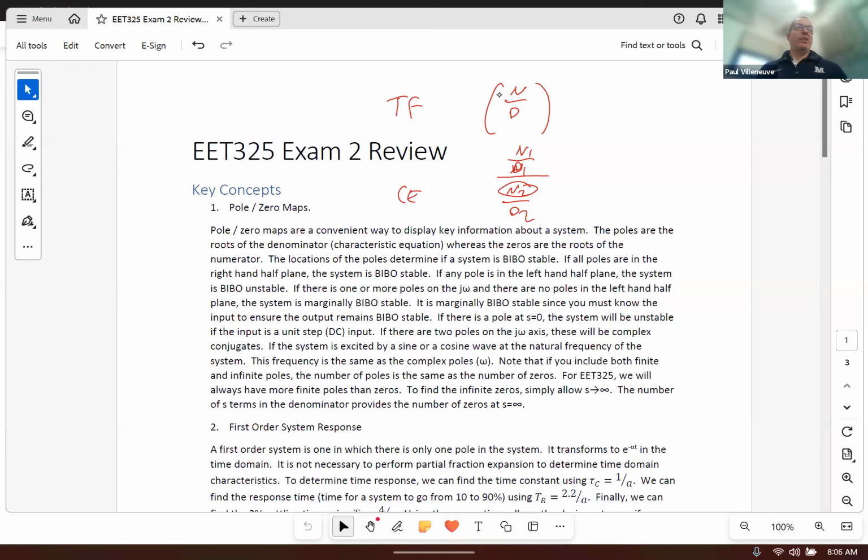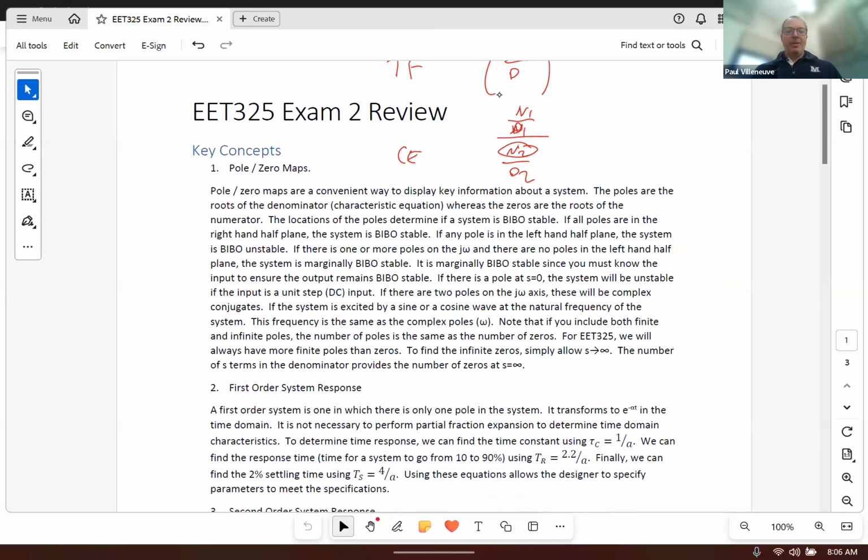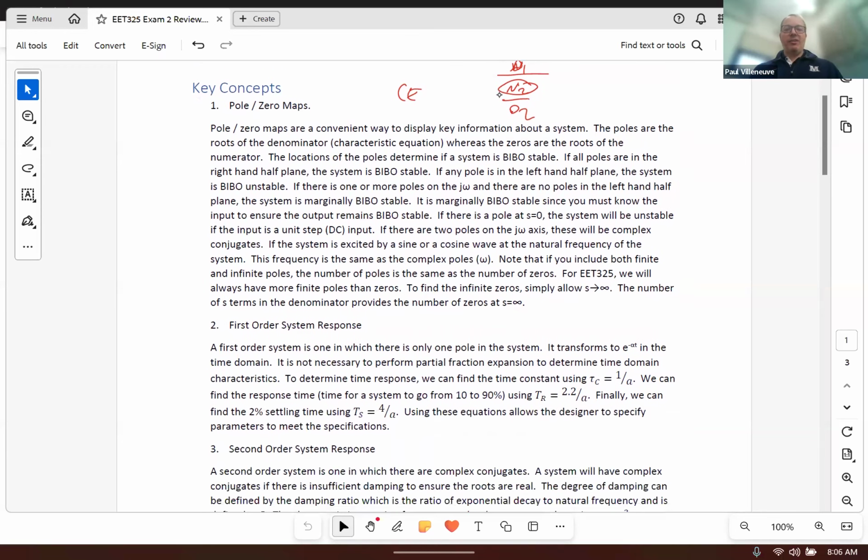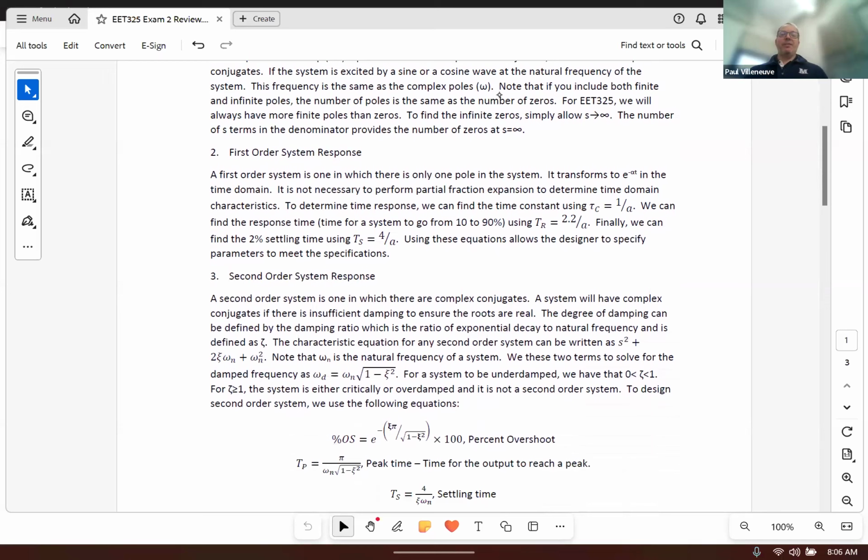So, yeah, we can go ahead and look at that. That's pretty much it for pole-zero maps. Any questions about pole-zero maps? Again, focusing on stability, if all poles are in the left-hand half plane, it's a stable system. Any on the j omega axis, it's a marginally stable system. Any pole in the right-hand half plane means it's an unstable system. It doesn't matter if you have 500 in the left and 1 in the right, it's still going to be an unstable system.